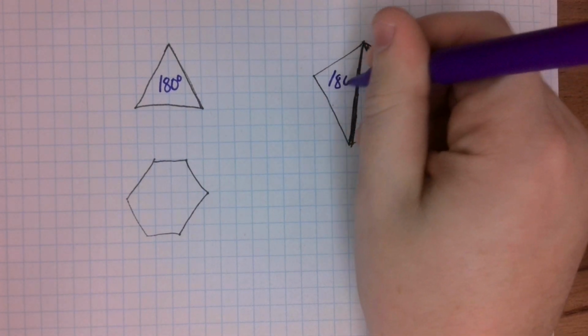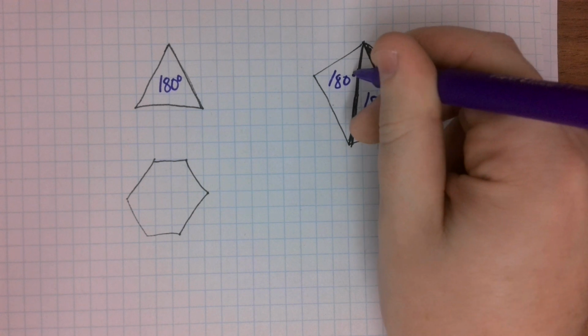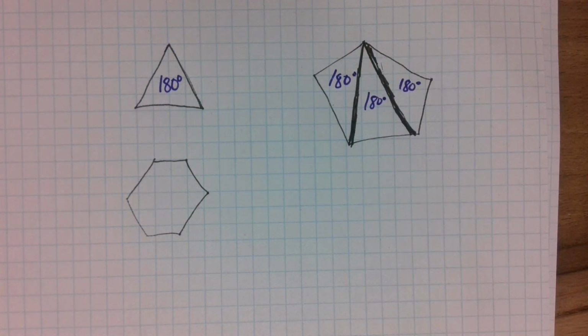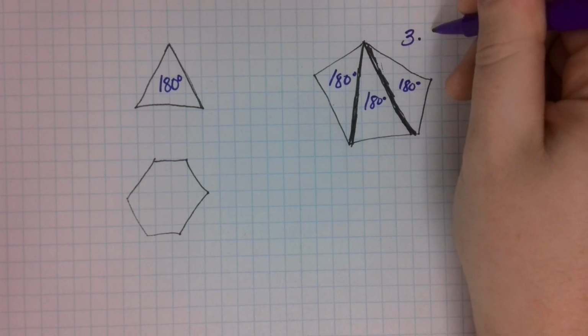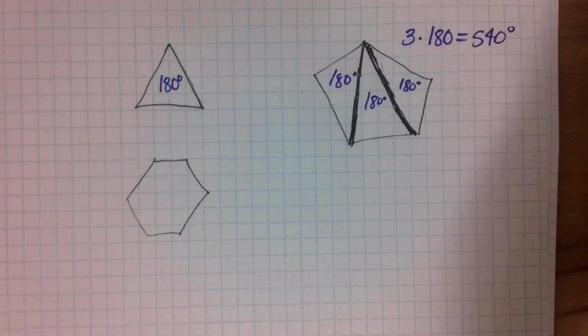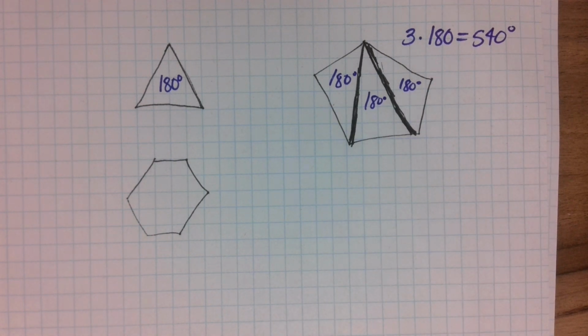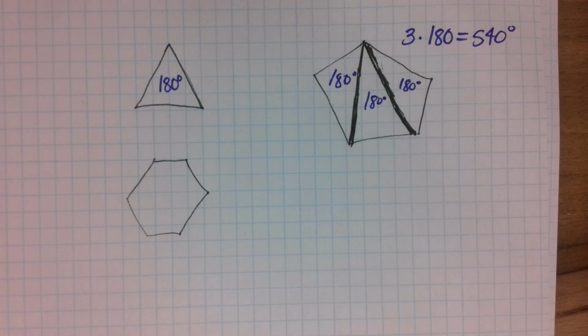And if each triangle has 180 degrees as the sum of its interior angles, we now know that the sum of the angles of a pentagon is 540, because 3 times 180 is 540 degrees. So, by splitting up the shape, we found that all pentagons add up to 540 degrees with their interior angles. We can do this with hexagons too.